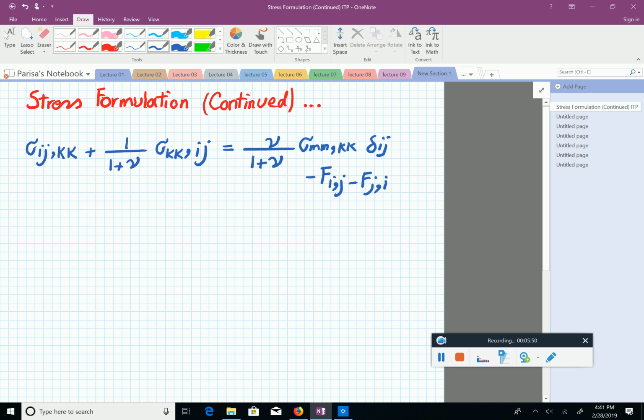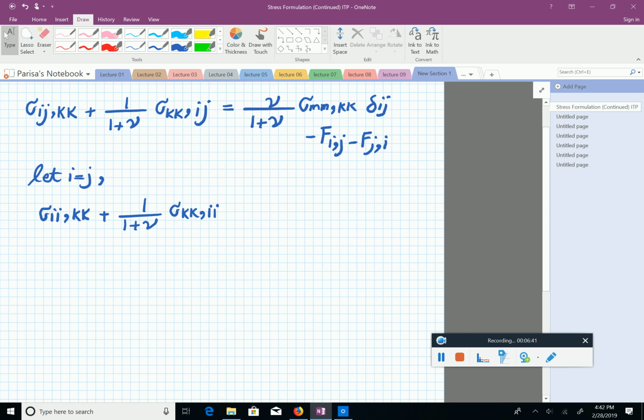To do that, we realize that if we let i equal to j, look what happens. Then the sigma terms all become similar to each other. All of them become in the form of sigma mm comma kk. So you can actually get an expression for that. So let's do that. So then this is sigma ii comma kk. So i is equal to j.